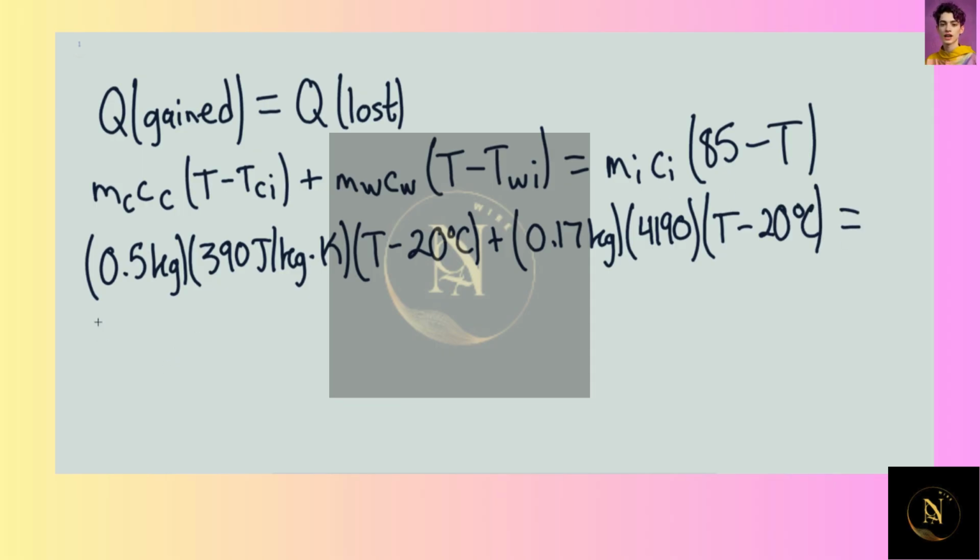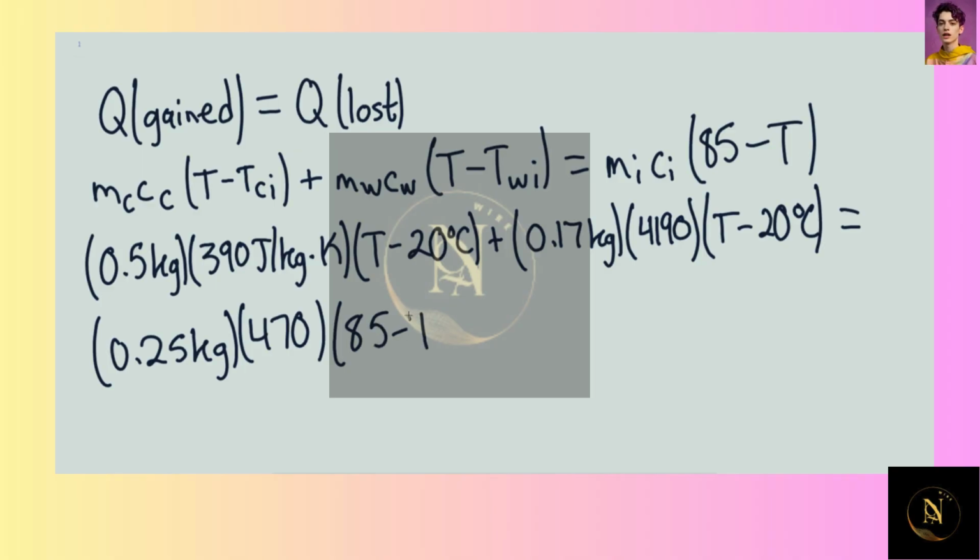So this would be 0.25 kilograms times 470 joules per kilogram per Kelvin. This would be the specific heat of iron, times 85 minus T once again.